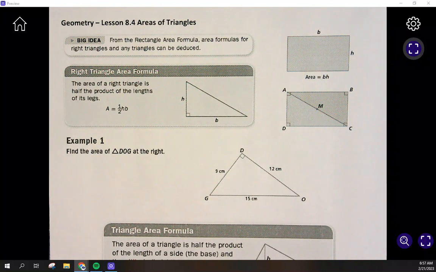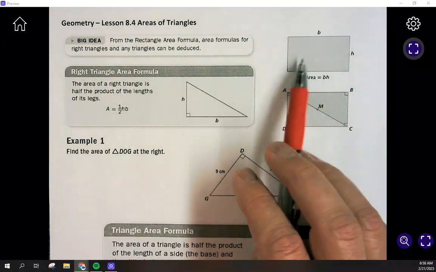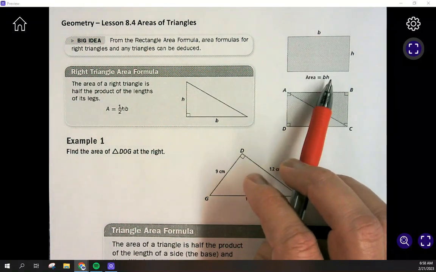This is geometry lesson 8.4, the areas of triangles. And the big idea says from the rectangle area formula, the area formulas for both right triangles and any triangle can be deduced. All right, so we know that the area of a rectangle is base times height.